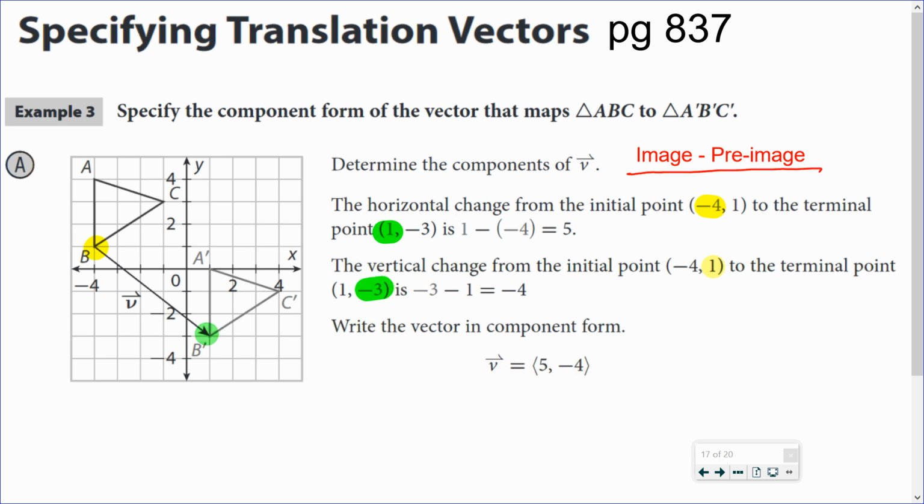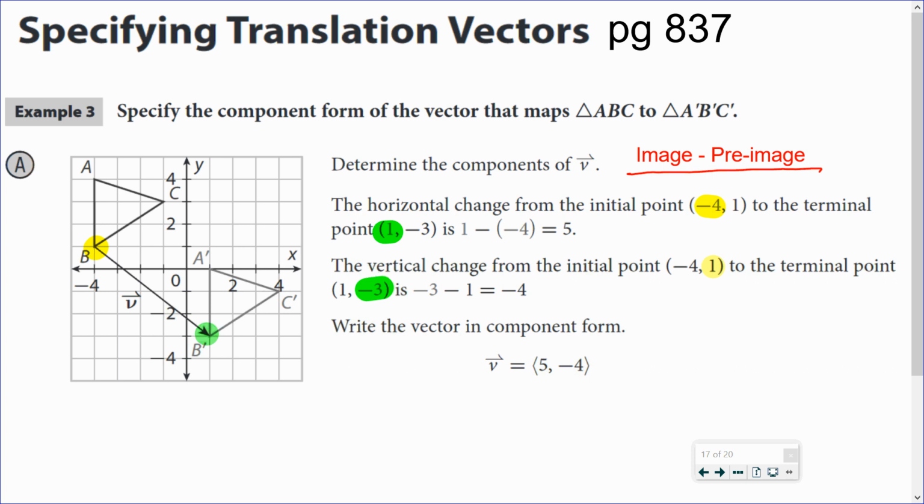This one's already done, but I'm going to go through it and explain how it was done. They want us to determine the components of vector v, and they're talking about this line right here. So they want us to find those components. We start off with our first point, which is this B, and that's -4, 1. And then the next one is the image of that B, so that's going to be 1, -3.